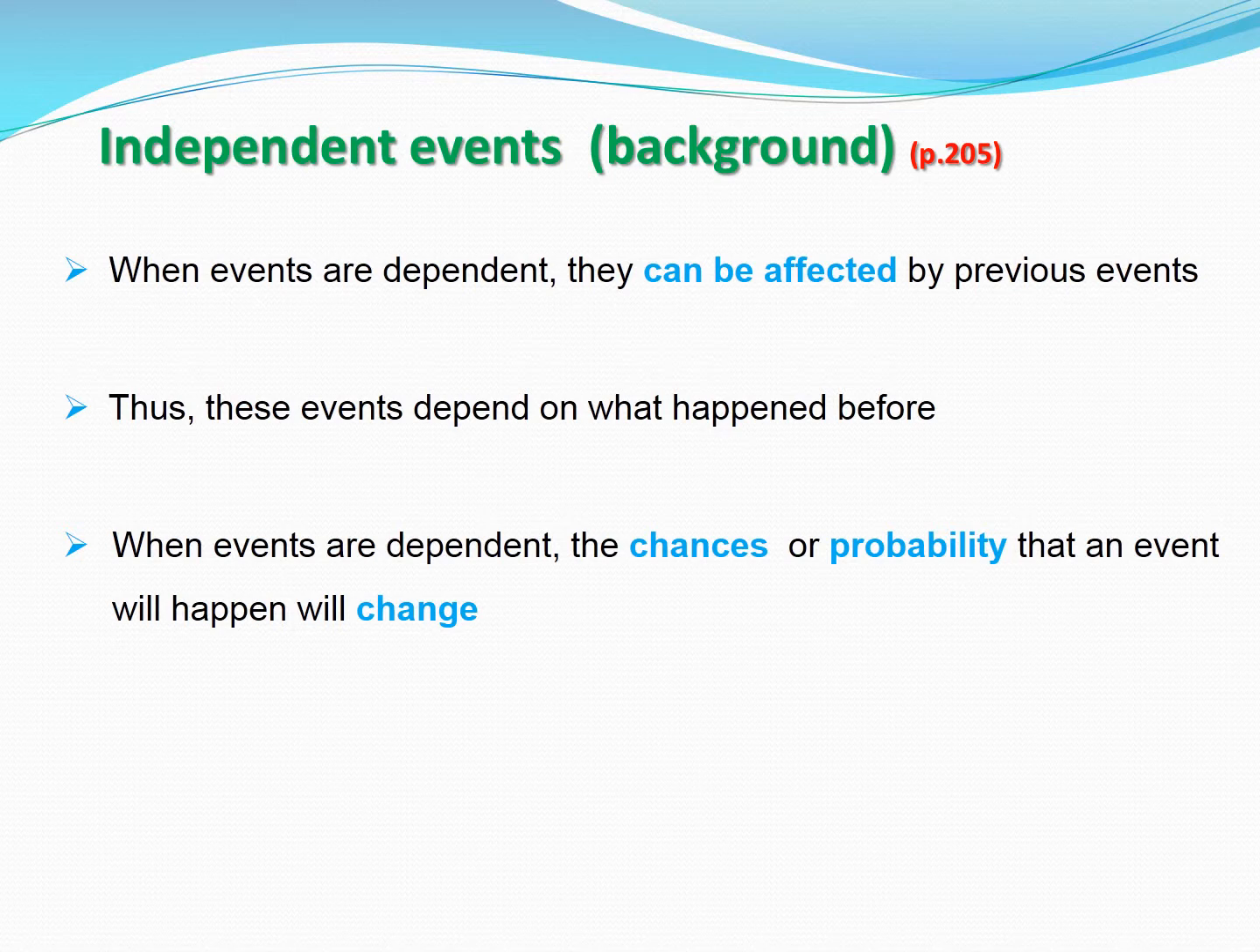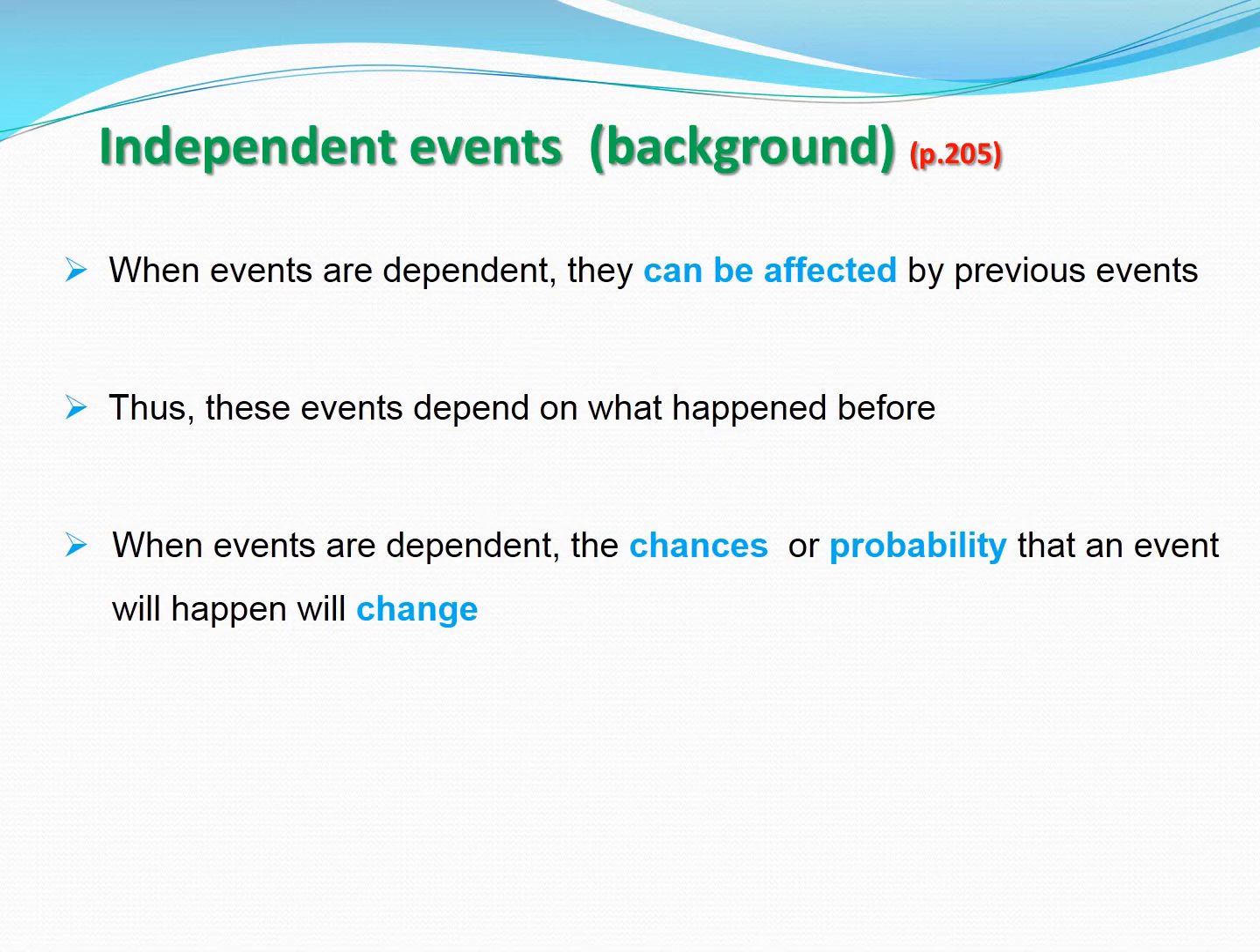so that you can understand the concept of independent and dependent events. If events are dependent on each other, it means that that event can be affected by previous events. So these events depend on what happened before. So that means that the chances or probability that that event will happen will change.